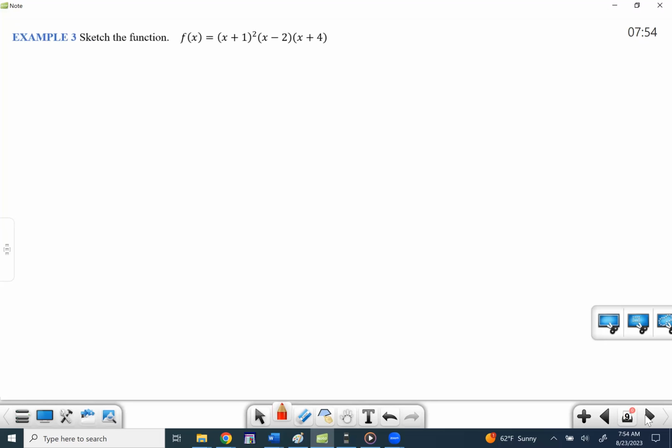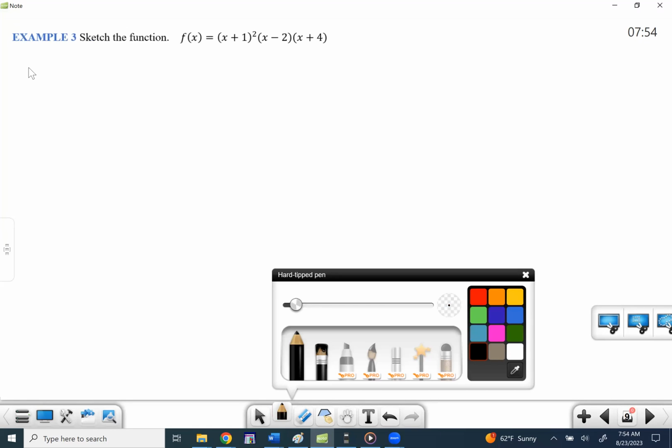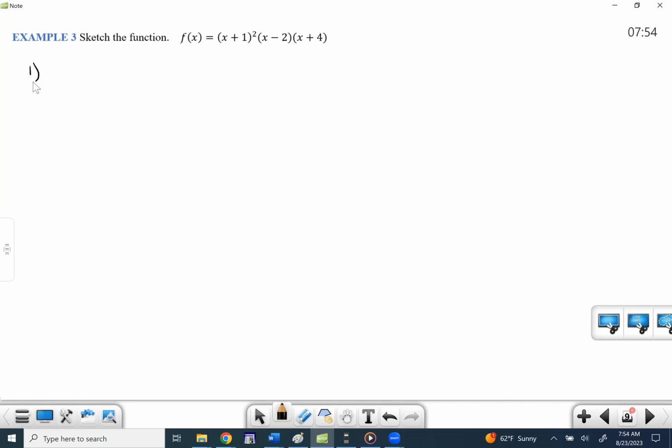All right, so it says sketch the function. Let's go ahead and do number 1. Number 1 was the leading term test. So the leading term, if we were to multiply this all out, let's say that we have x plus 1 squared, so we have it twice.